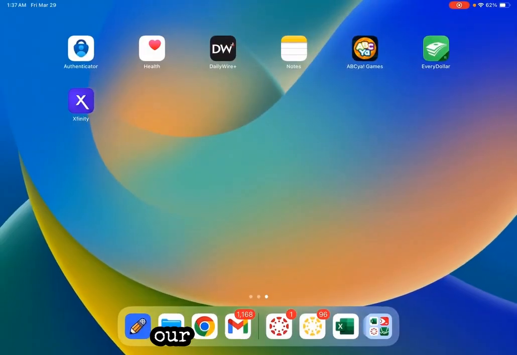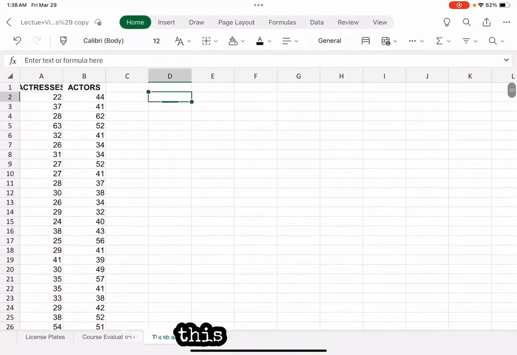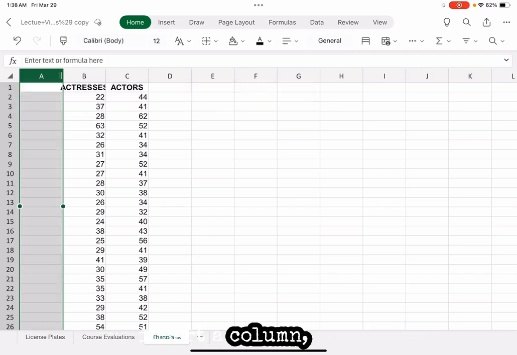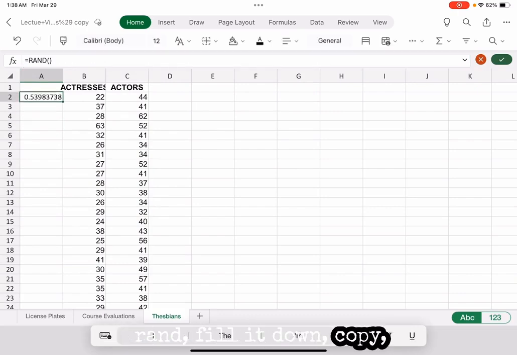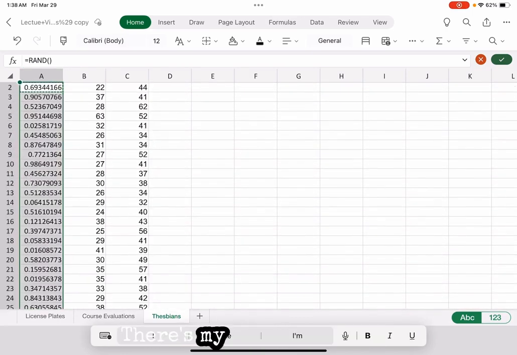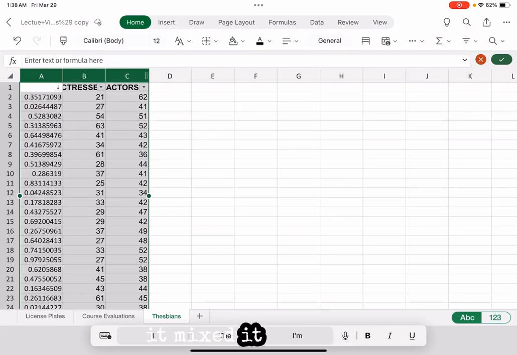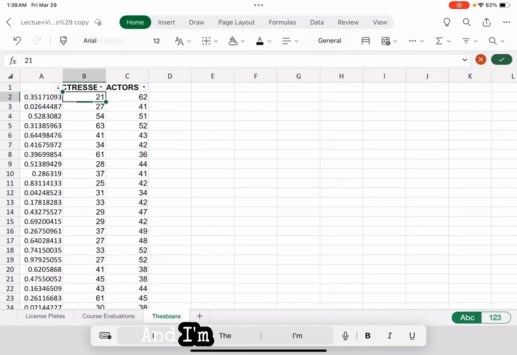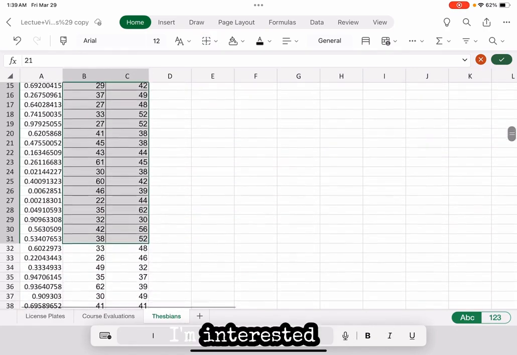All right, let's go to our spreadsheets. First, this is all the data, the population here. I don't want to do this on a population, so instead I'm going to randomize it and take a sample. Insert a column, equals RAND, fill it down, copy, Command C, paste as values. There are my random numbers. Grab these, filter, sort smallest to largest. It mixed it up because it was 22, 42, now it's 21, 62. And so that's all randomized, and I'm just going to go ahead and take the first 30. Can I put that in a box?